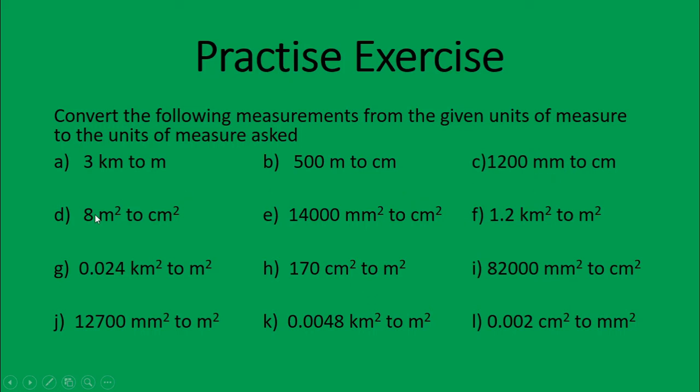Then down here, we're going from meters squared to centimeters squared. Remember how you convert from meters to centimeters, and rather than multiplying by that value, you multiply by that value squared. So you multiply that value once, and then you repeat the process multiplying by that value a second time. Okay, now everything from D onwards, you're converting different units of area. So remember that trick, remember that rule.